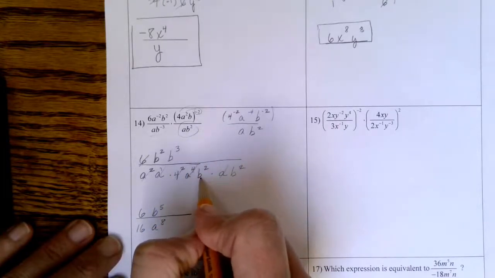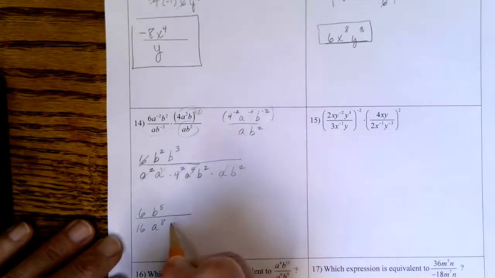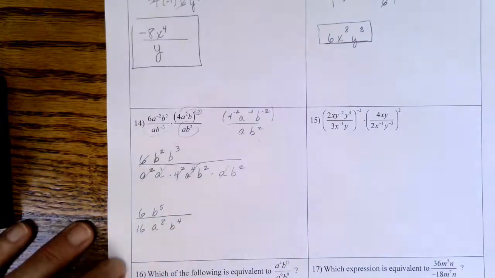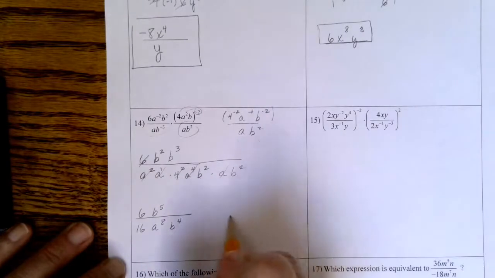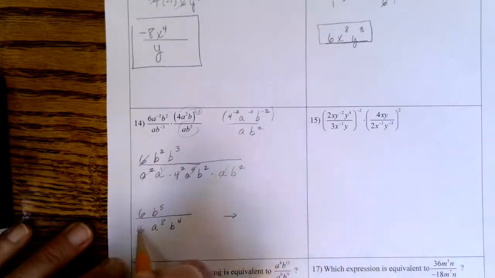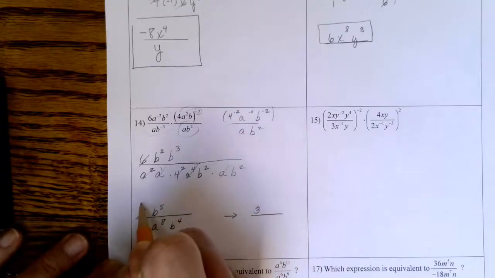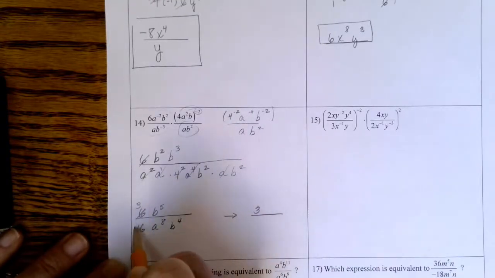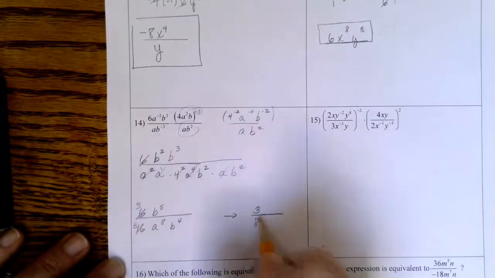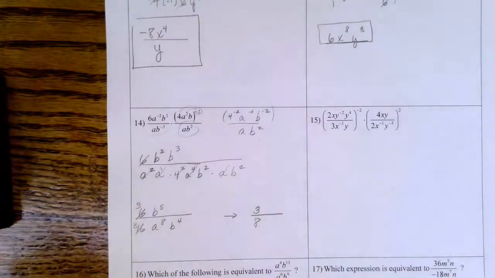Down here I have 2 and then 2 more. So I have b to the 4th in my denominator. All right, one more step. When we go to simplify, I can take a 2 out of each of these. So when I divide 6 by 2, I get 3. 16 by 2, I get 8. So the 3 and that 8 are my coefficients.